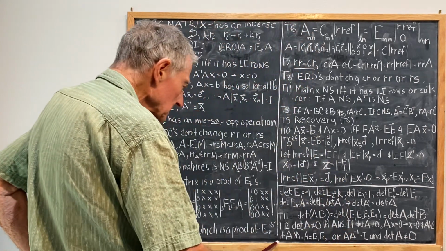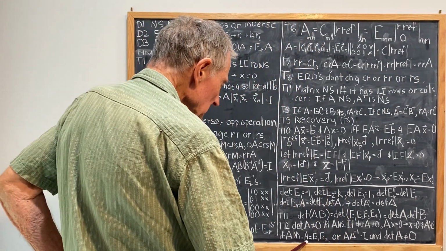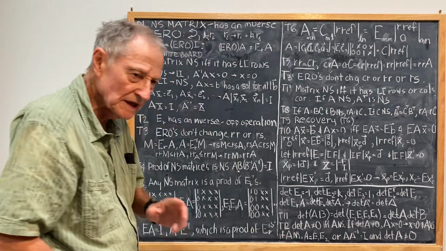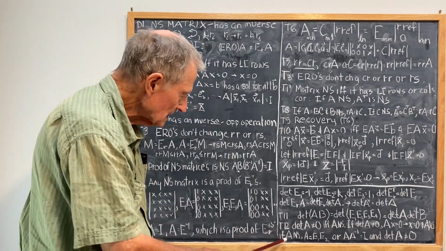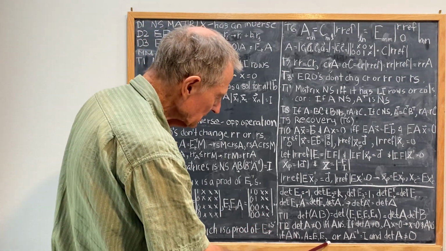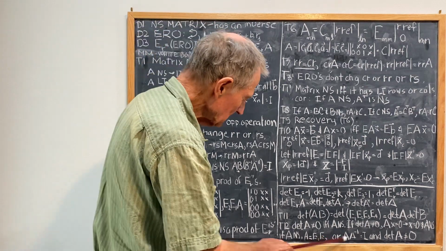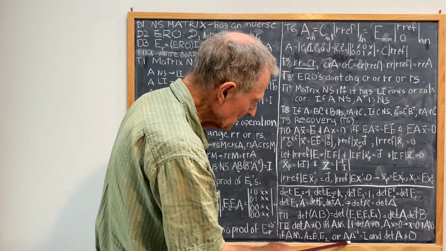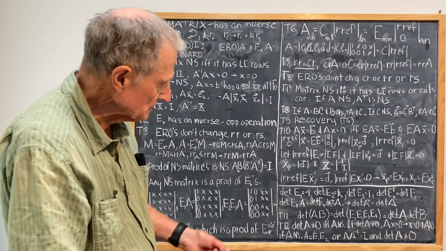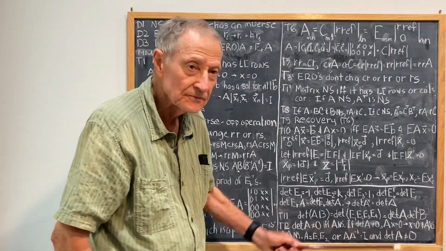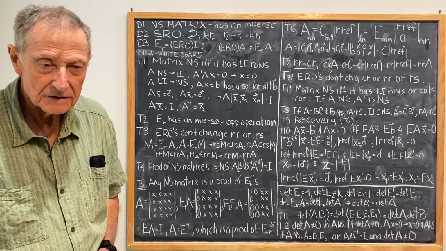On the other hand, if A is non-singular, then I can prove that in one of two ways. Either A is a product of elementary matrices, or A, being non-singular, has an inverse, A times A minus 1 equal I. And in either case, the determinant of A is unequal to 0. Thank you.